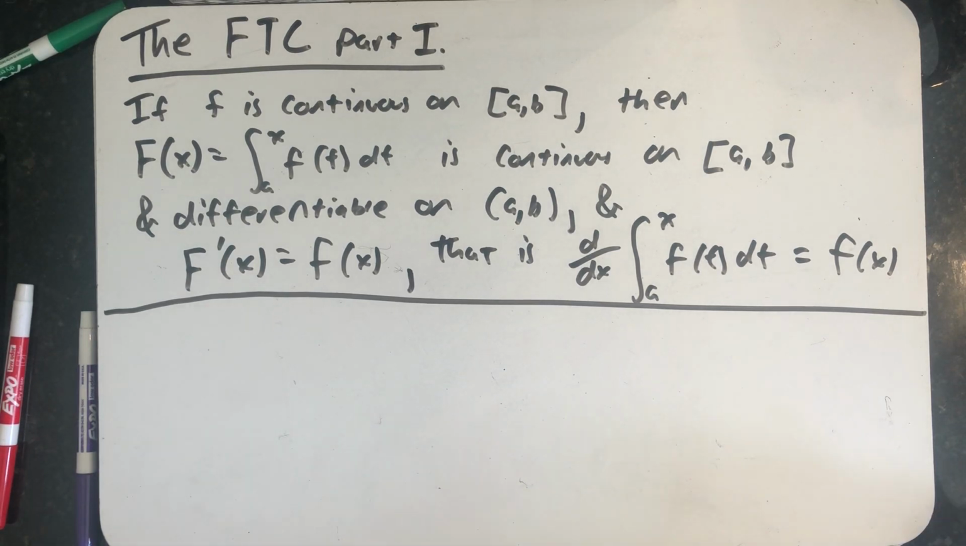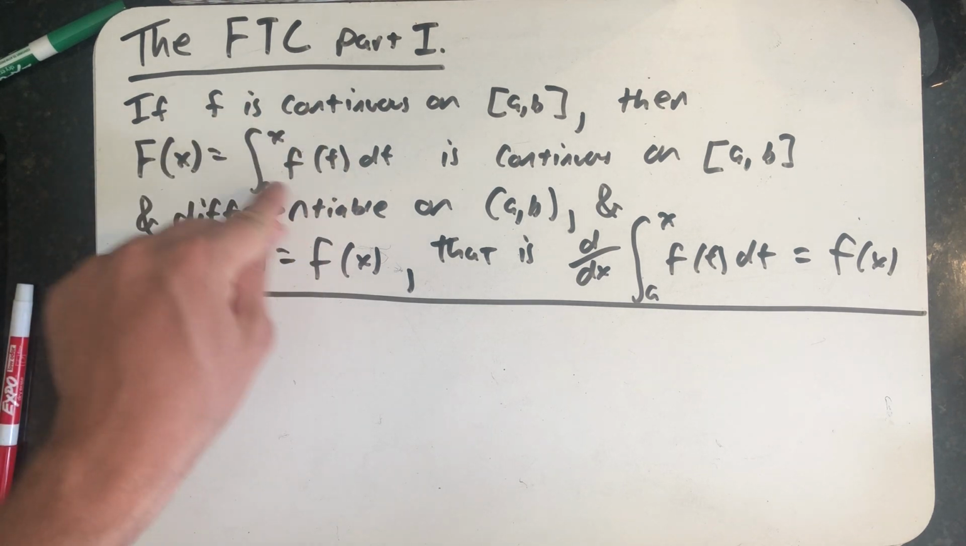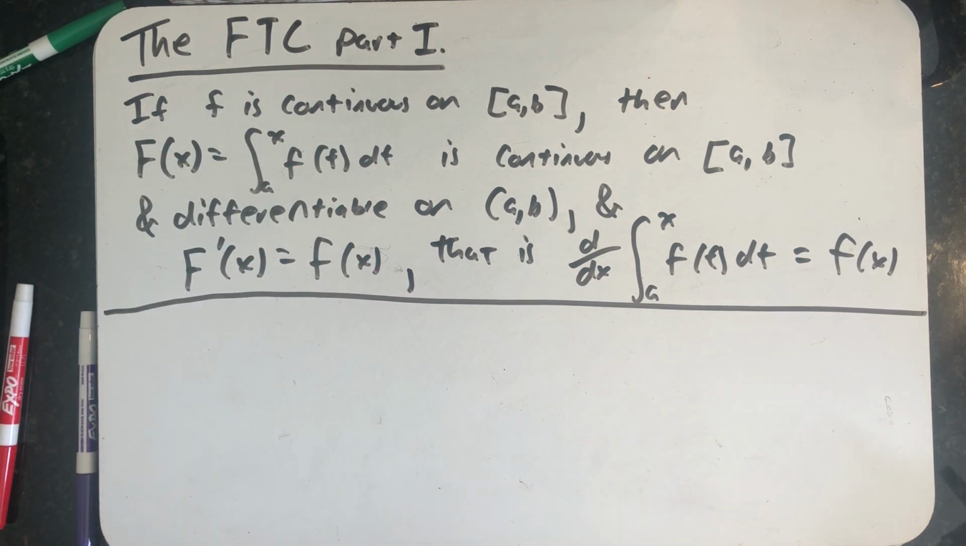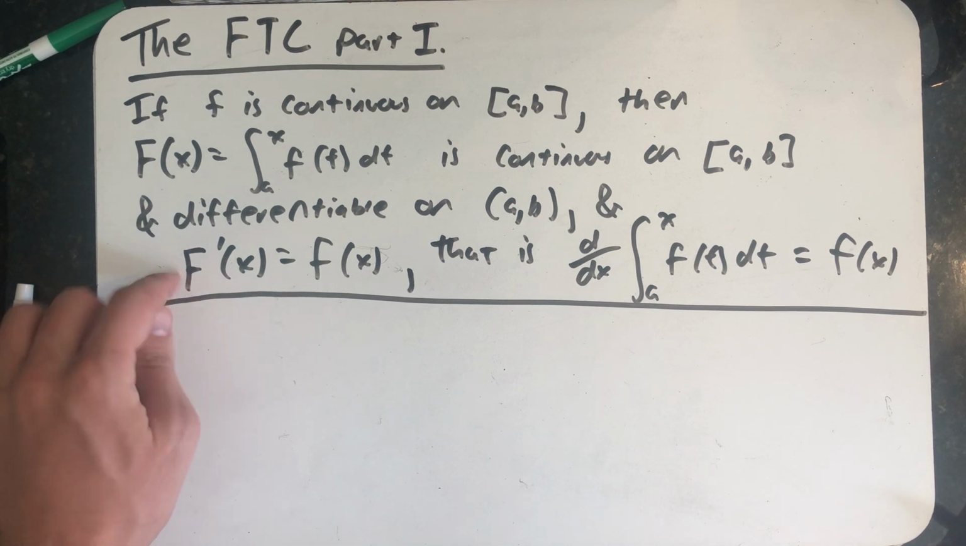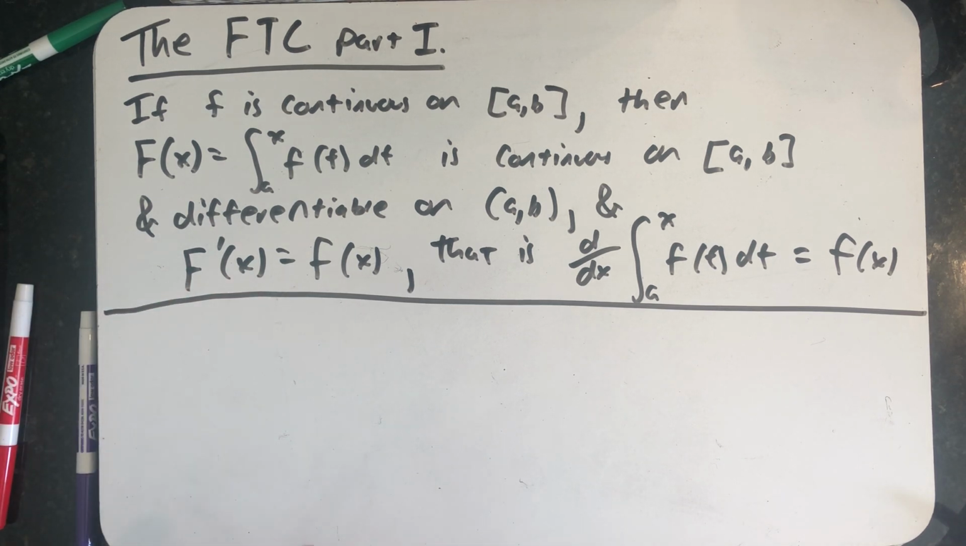The fundamental theorem of calculus part 1 says that if I have a continuous function little f, I can build an antiderivative of it by taking the net area function from a to x of little f of t. I want to prove this part of the fundamental theorem of calculus part 1. I want to prove that when I take the derivative of this function, I get back little f.